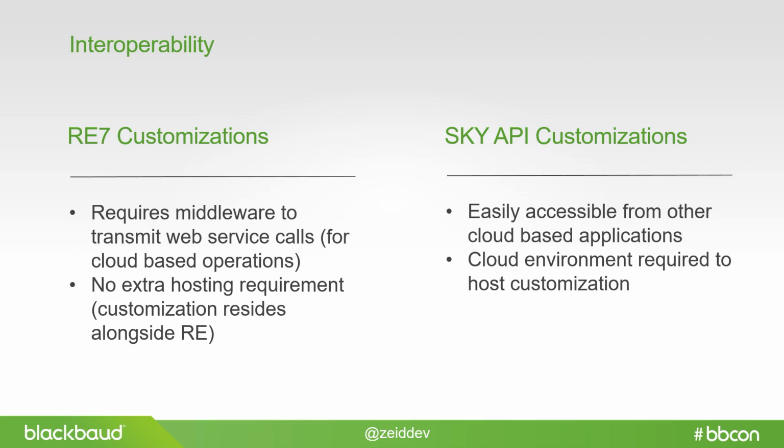And of course, that's only part of the customization. Of course, that's what it does. There's no extra hosting requirement. The customization will just sit alongside Razer Edge on the desktop with the plugin. So that's relatively straightforward. Sky API customizations, well, it's easily accessible from cloud-based applications because NXT is another cloud-based application. So it's just a case of transmitting data from one cloud system to another cloud system. You also need a middleware of sorts, but nevertheless it's relatively straightforward.